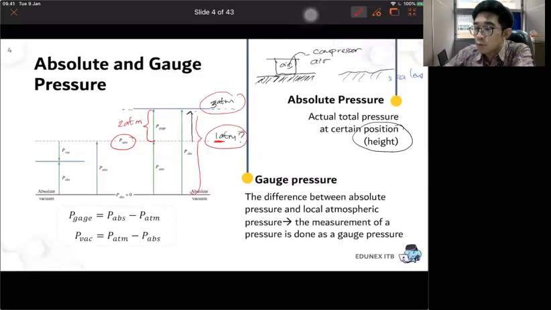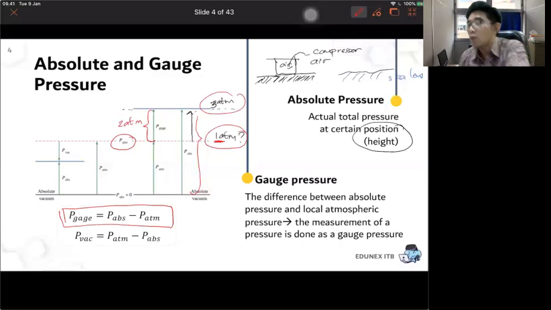Karena tekanan absolut di dalam, because the absolute pressure inside the tank is 3 atm, and the pressure outside the tank is 1 atm. So the difference will be 2 atm. That's why the pressure gauge, the pressure measuring device, gives absolute pressure minus atmospheric pressure. Ada pertanyaan dulu sampai di sini?